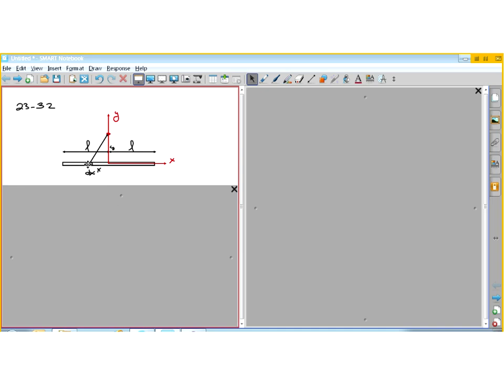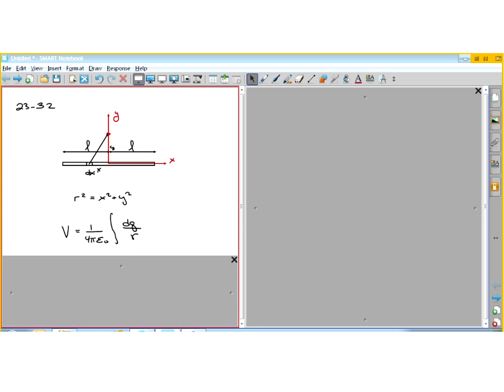Now, what we're going to do is find the voltage due to this infinitesimal charge, and then add them all up from here to there. So this will be x equals negative L, and this will be x equals positive L. So those are going to be our limits of integration. Now, this is the equation for the voltage: 1 over 4 pi epsilon 0. Remember, 1 over 4 pi epsilon 0 is K.